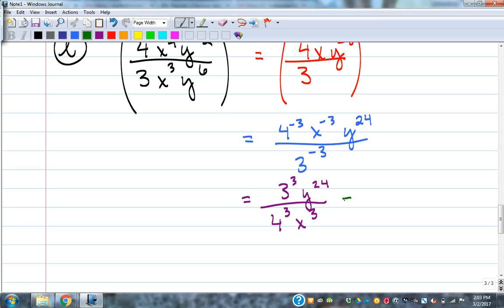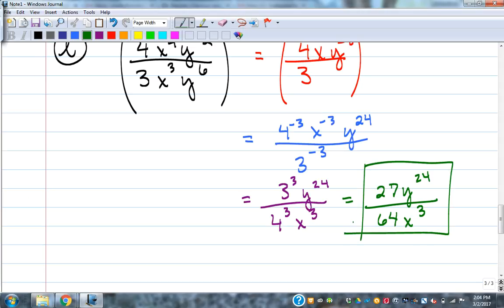And then simplify that. What's 3 to the third power? 3 times 3 times 3 would be 27. 4 times 4 times 4 would be 64. Do 27 and 64 have any common factors that we could divide by? Sure would be nice if they did, but they don't. We're left with that as a final answer.